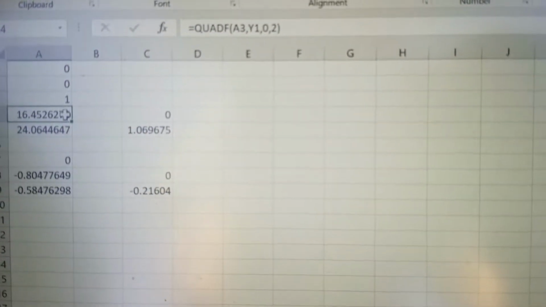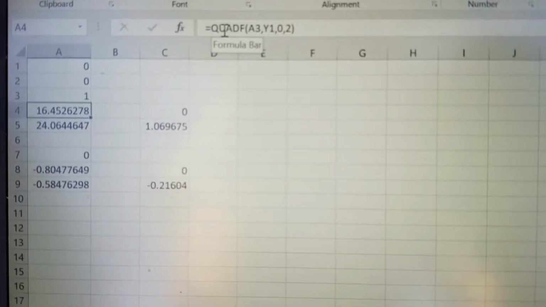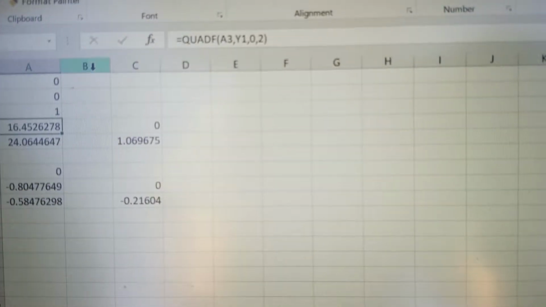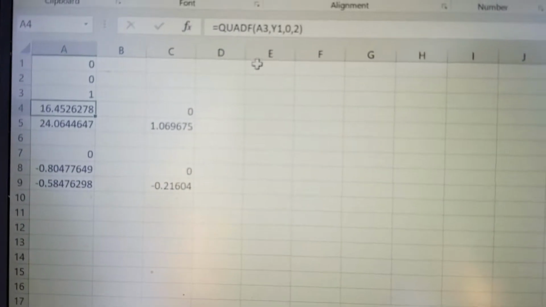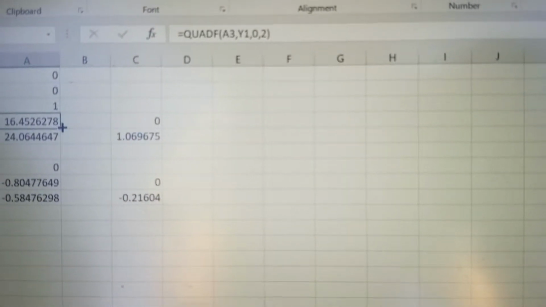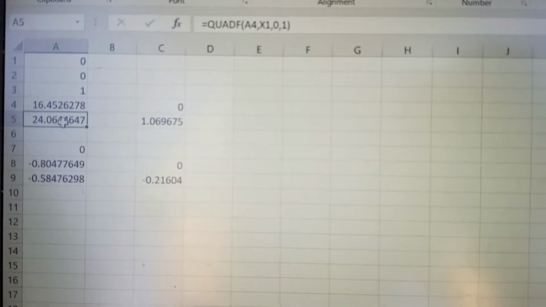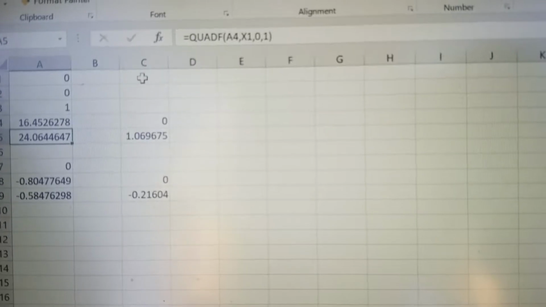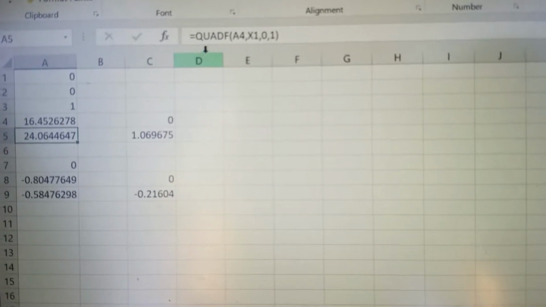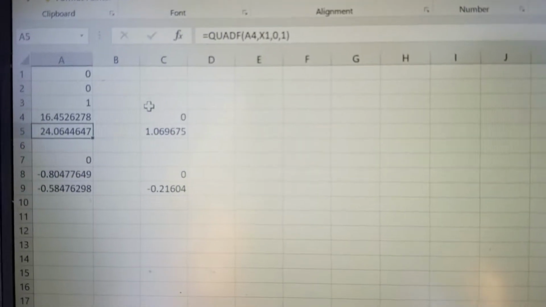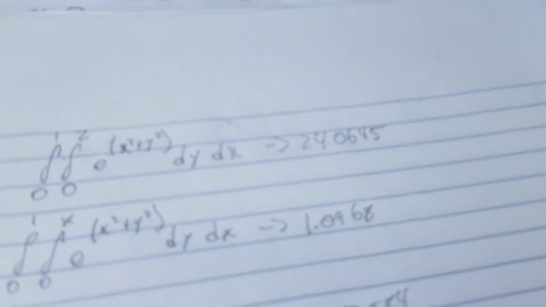And here I did QUADF, which solved the first integral, A3, which was the equation we inputted, in terms of y, from 0 to 2. Then this was the second integral in terms of x of what we just got in A4, because it's a double integral. So that was from 0 to 1, and we got 24.06, and that's exactly what we should have gotten.